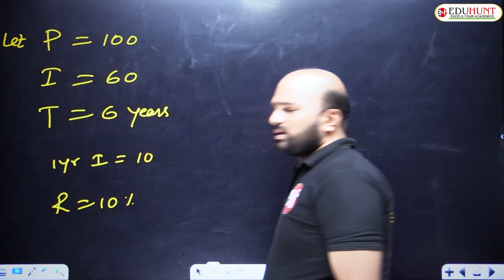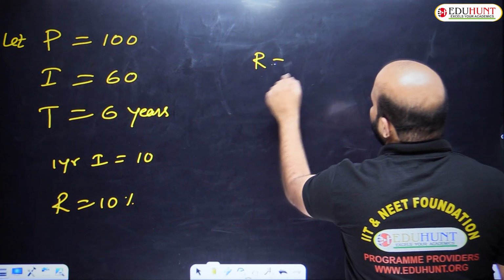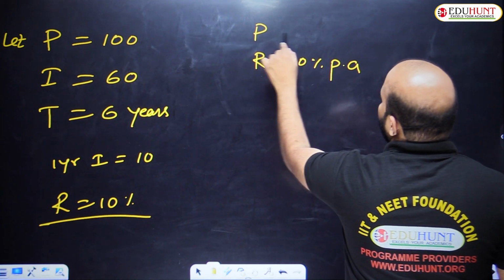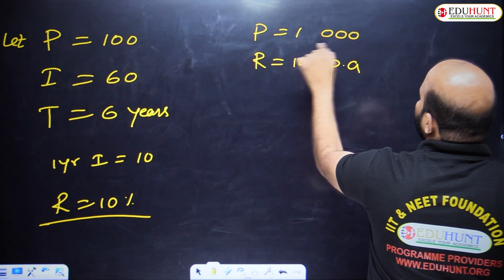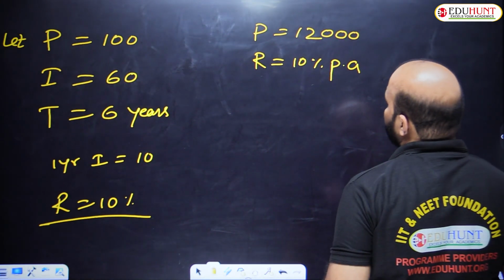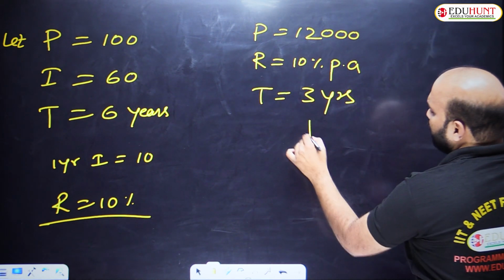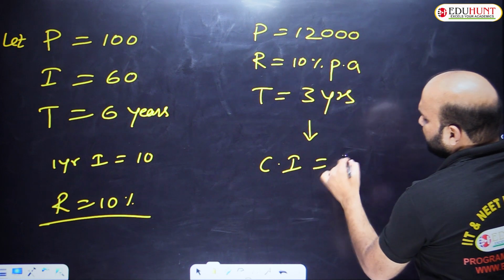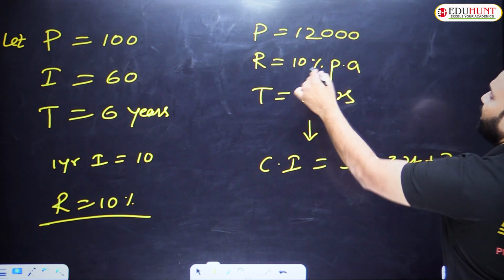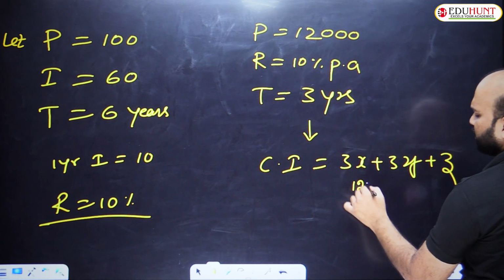1 year interest how much? 10. So that is the rate also 10. So by using the rate, 10% per annum. But question what I am asking, principal 12,000 rupees for 3 years compound interest, according to Pascal method. So what is the 3 years compound interest formula? 3x plus 3y plus z. How will get x value? 10% of principal. So 10% of 12,000, 1200, that is x value.